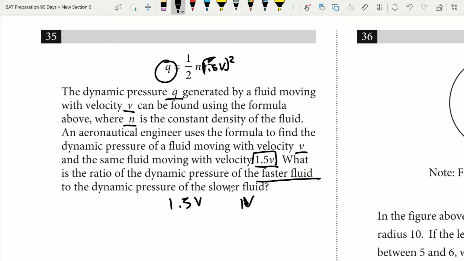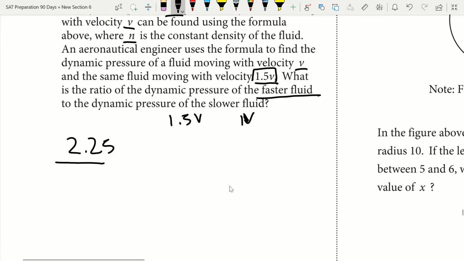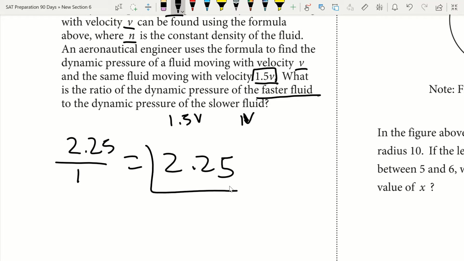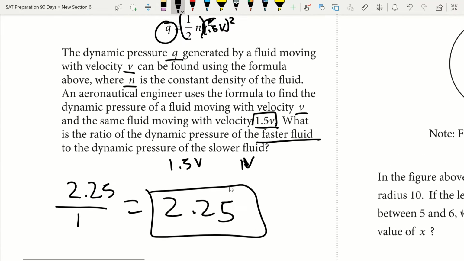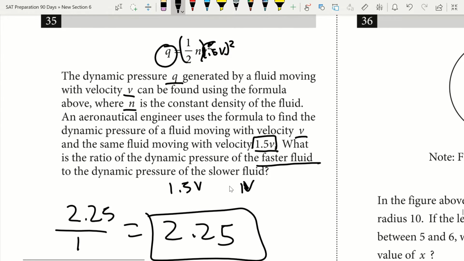Okay, so 1.5 squared is 2.25, and I know that my 1/2 N is going to be the same in both, so that would just get canceled, and I'll show you that in a minute. We know that V squared, if it's 1V, is just going to be 1, so I know that my ratio will be 2.25. That'll be my answer, and I'll quickly show you how I get there, if you really wanted to show all your work, which I don't recommend on this question. You should not be showing all your work, and I'm going to show you why in a minute.